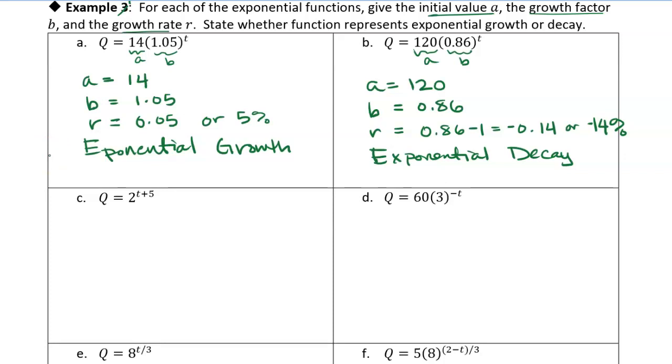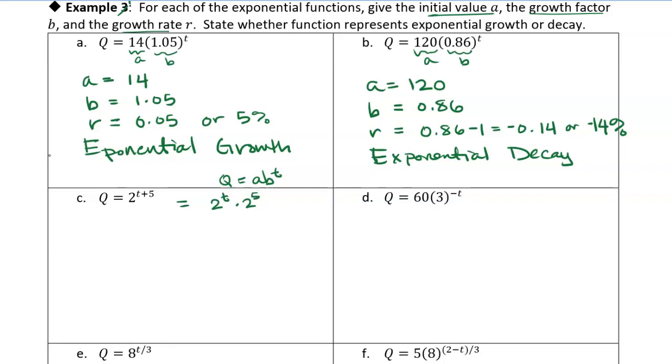So let's take a look at this first one. We have Q is equal to 2 to the t plus 5. Now we need it to be in the form Q equals a b to the t. Just t, not t plus 5. We just need t. So let's use the properties of exponents, and I can write that as 2 to the t times 2 to the 5.